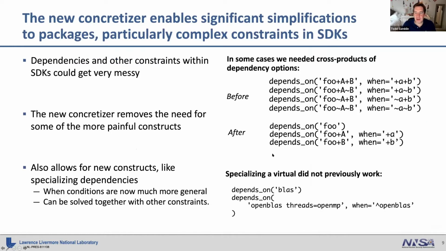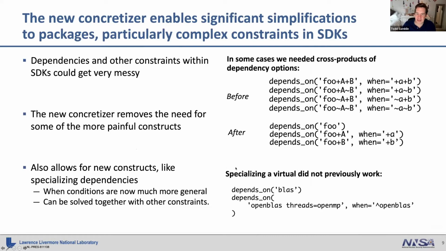It has been a big deal for package authors as well. Before, you may have had to write sort of complex cross products of constraints, like if you depend on foo plus a plus b, when plus a plus b, and you want to propagate these variants to your dependencies, you had to write this big complicated thing. Now the new concretizer lets you orthogonalize those and not bear the combinatorial burden in your package. So you can just write simpler dependency constraints.